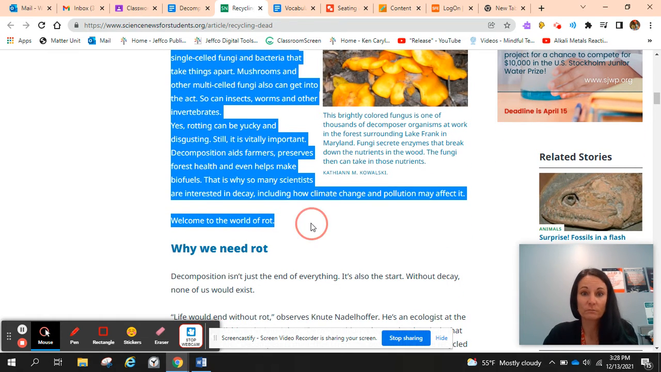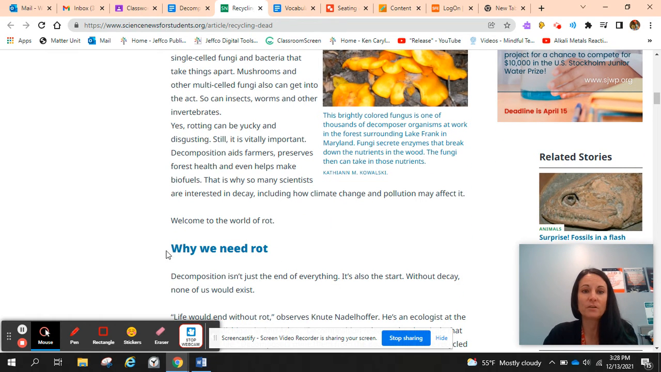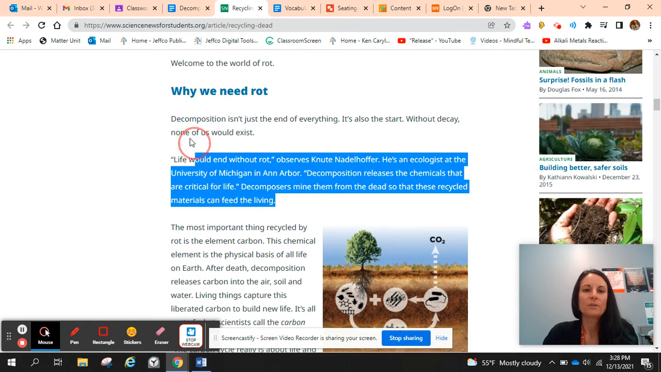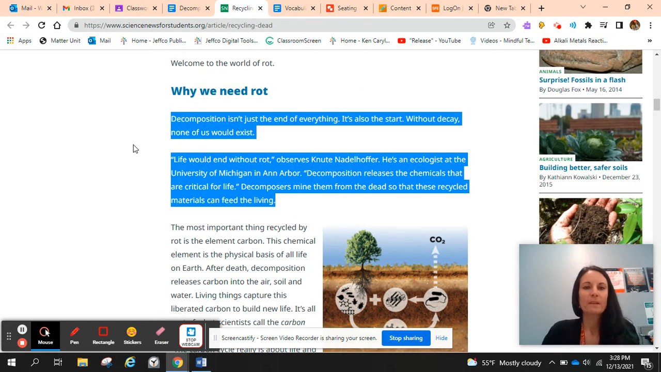So that was the introduction. Now we see our first title here called Why We Need Rot. If you look at your paper that you're working on with the questions, you can see that this is one of the headings where you might find an answer, as well as what is above. So let's do our first two paragraphs here.